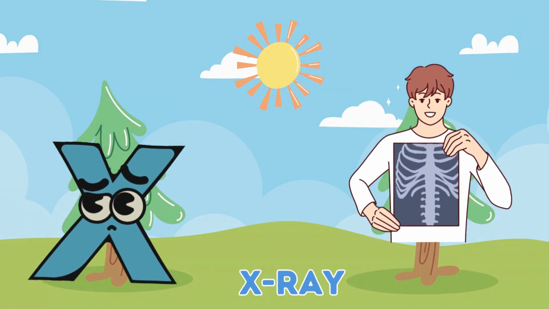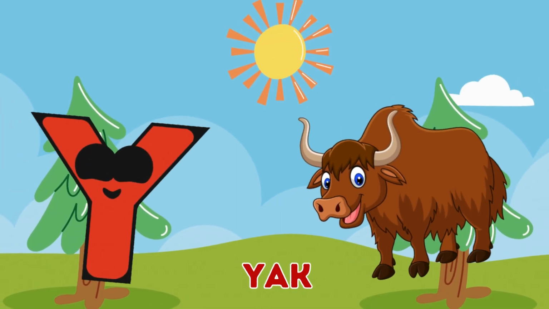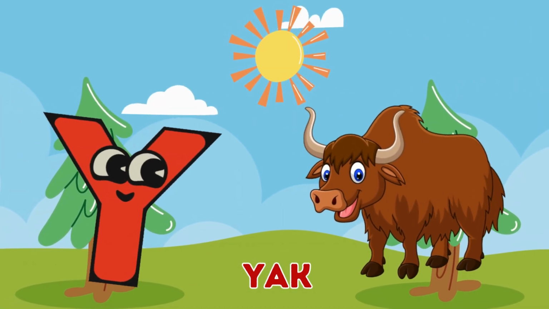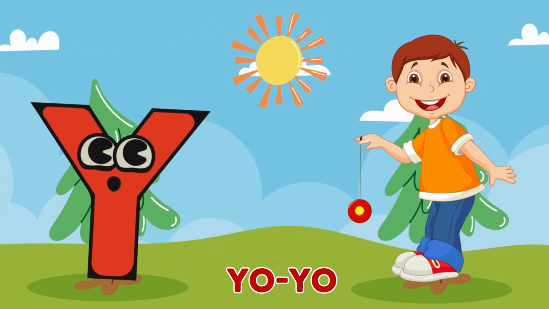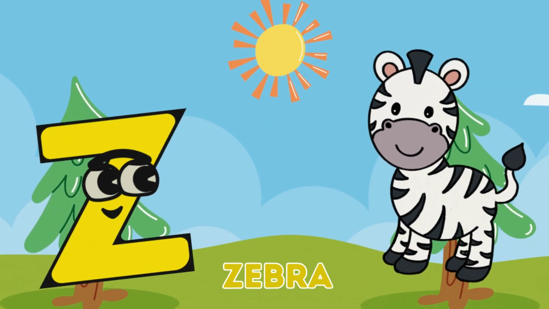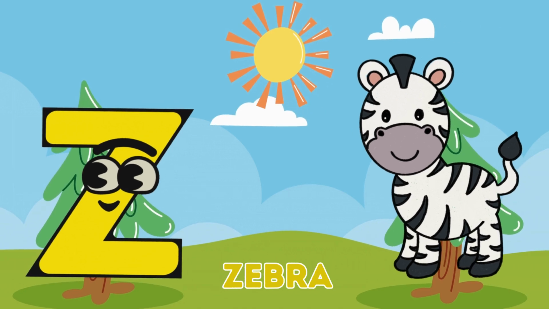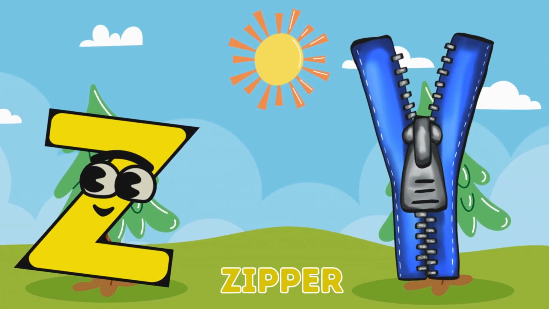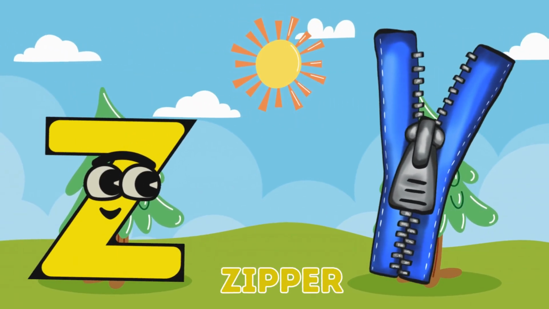Y is for yak. Y is for yo-yo. Z is for zebra. Z is for zipper.